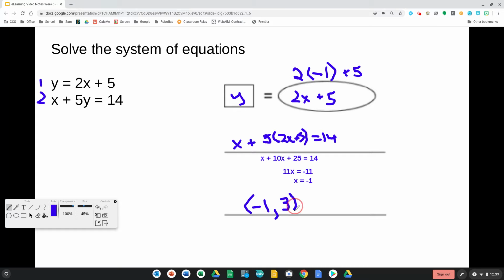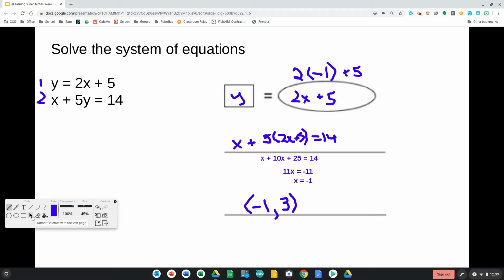And if we want to check and make sure that's a solution, we can do it like we did the other day in lab. We can just replace the x with a negative 1 and the y with a 3, and we make sure both of these equations give us true answers. And so if we put negative 1 and 3 into the second equation, we get negative 1 plus 15. Sure enough, that's 14. And in the first equation, we replace the y with a 3 and the x with a negative 1. We get 3 is equal to 2 times negative 1 plus 5. And that's true. So we do know we have the right answer here.